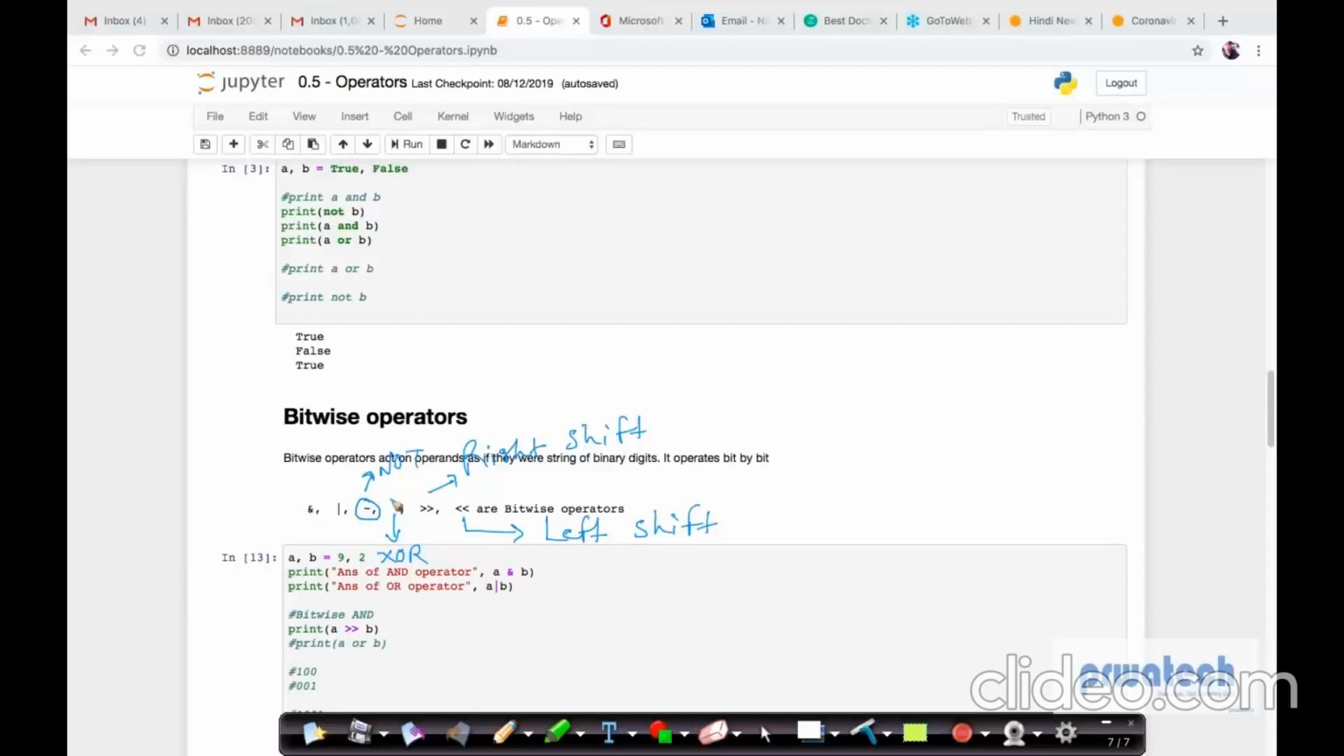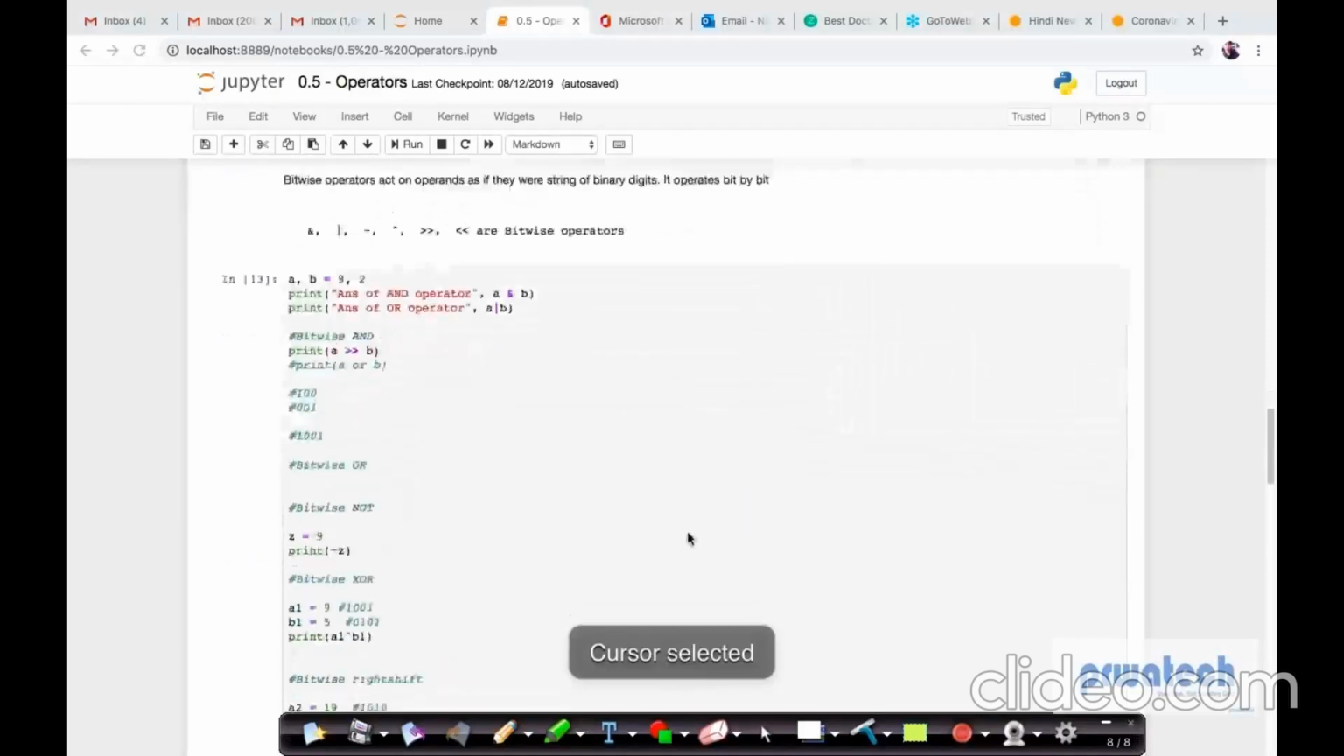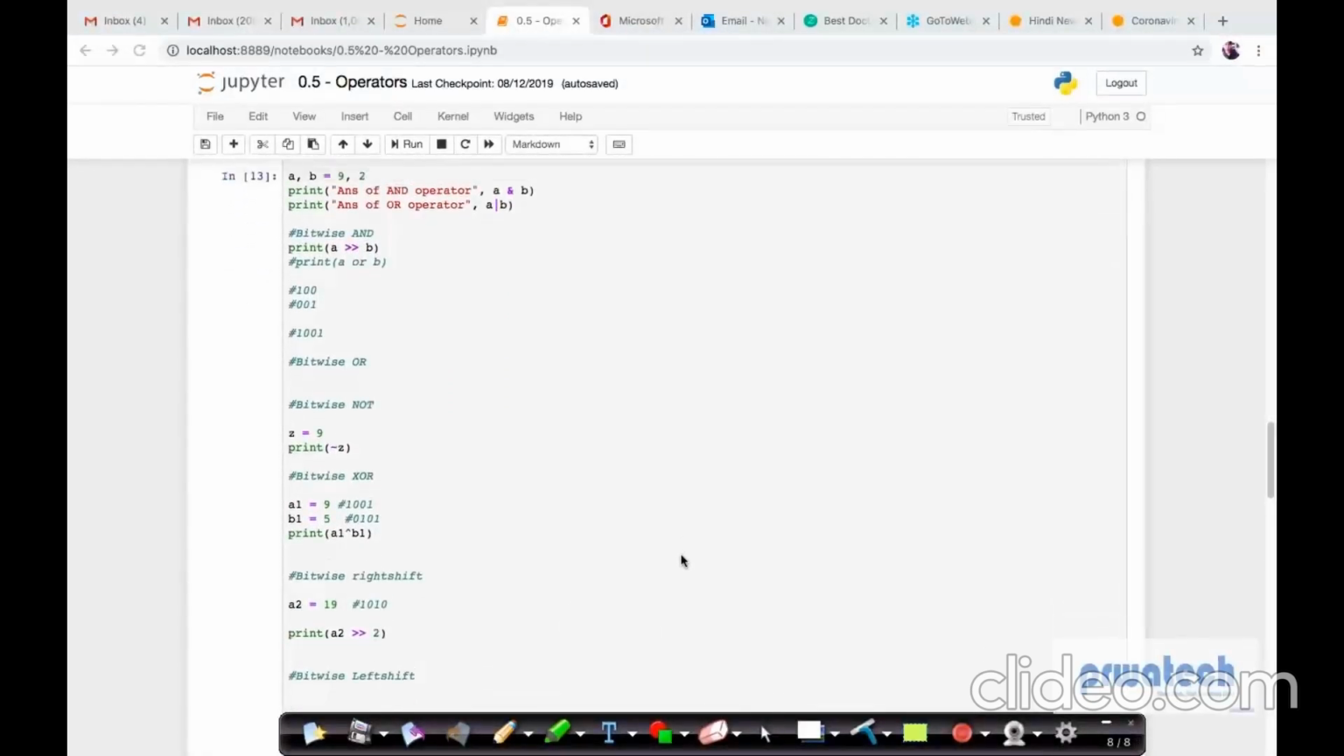This is simple, and this one is simple. Clear? Just remember the NOT one, because in logical, the NOT sign is different, and here in the bitwise operator we have a different sign for NOT. Start with the AND operator first. It has given me two values. A is equal to 9 and B is equal to 2.